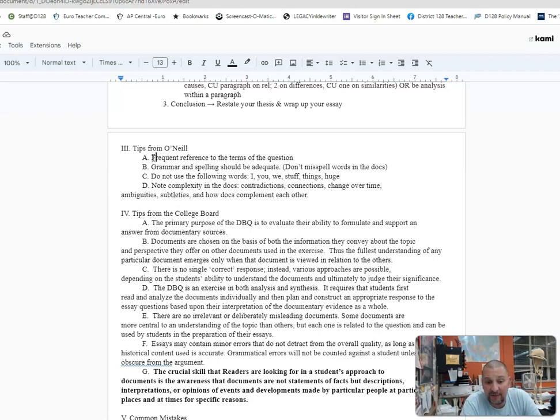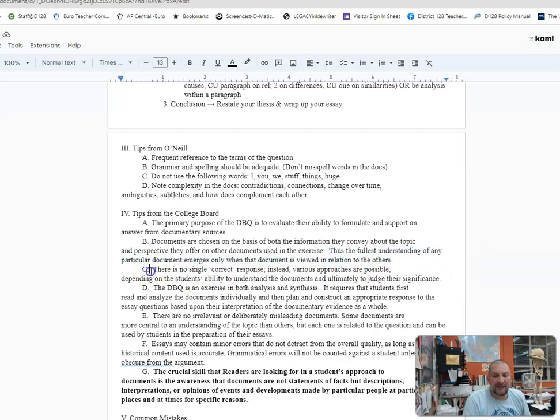Tips from the College Board. So these are some edited versions of their tips in years past. Primary purpose is to evaluate ability to formulate, support, and answer from documentary sources. No kidding. Documents are chosen both on the basis of the information they convey and the perspective they offer on other documents. Thus, the fullest understanding of any particular document only emerges when it's viewed in relation to the others. That's a big point. Seeing how they go together is really helpful.